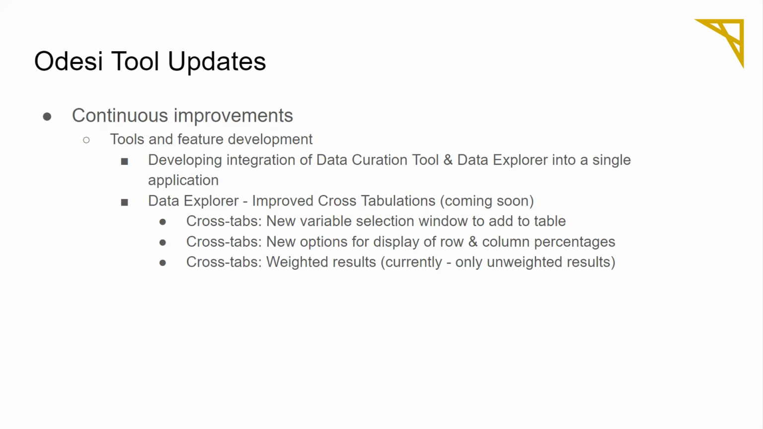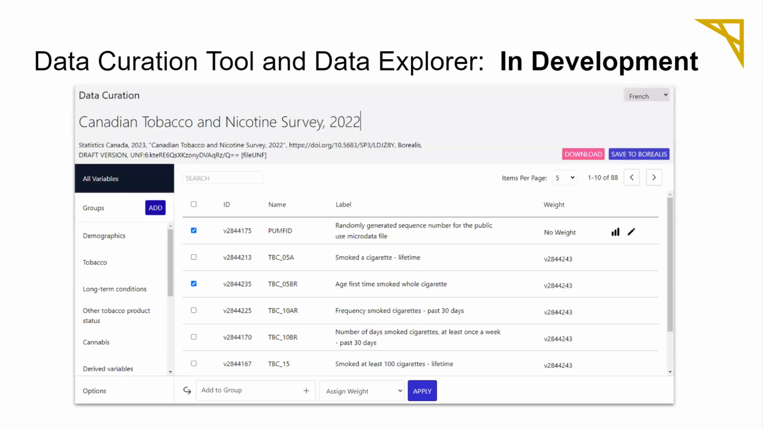And some of the features that we're working on in Data Explorer are improved cross tabulations, including a new variable selection window to add to the table, new options for display of row and column percentages in the table, and weighted results. Currently, Data Explorer only shows you unweighted data. And so here's a preview of that work, including the new updated interface.